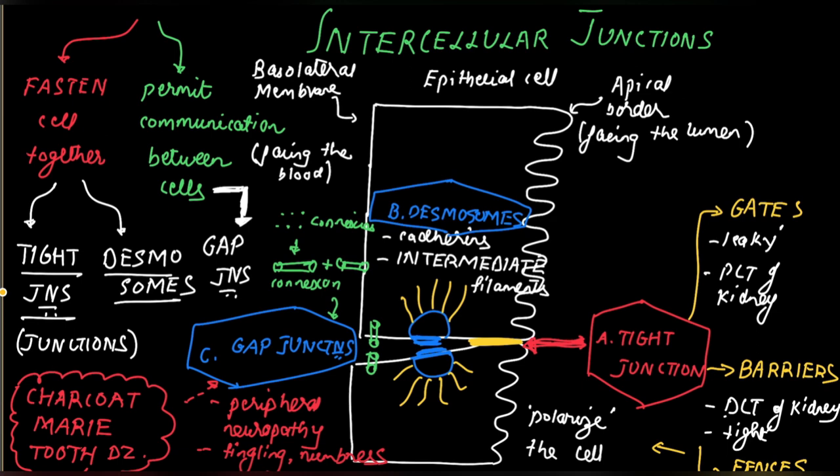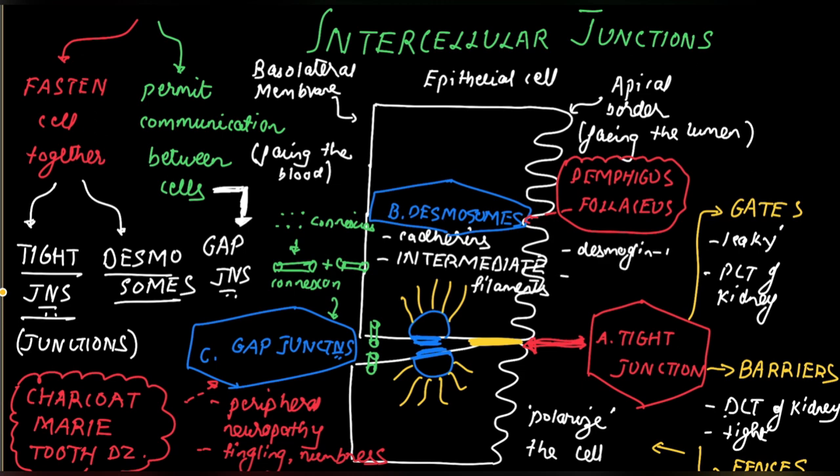Then a defect in desmosomes is responsible for a disorder called pemphigus, which is characterized by blistering and scaling on the skin. In addition, there is a defect in a structure known as desmoglein 1. There are blisters on the skin, there is scaling of the skin, and it is a very troublesome condition.